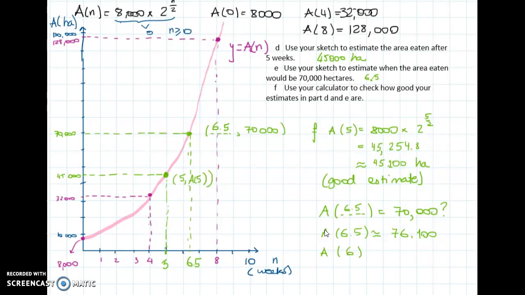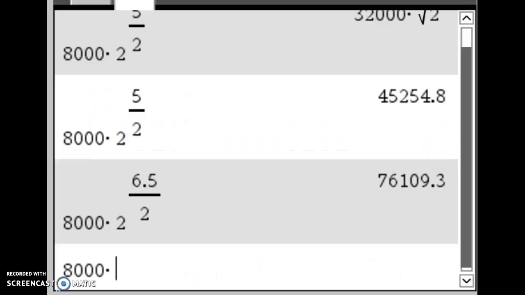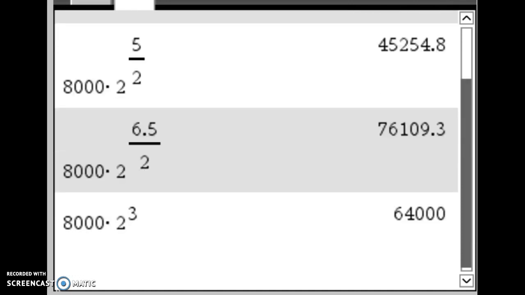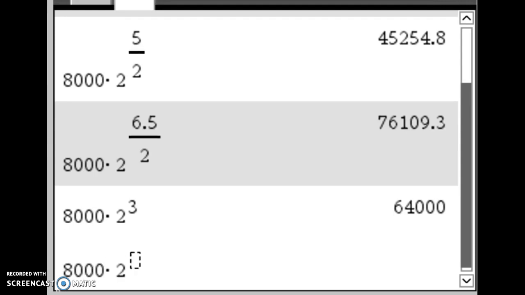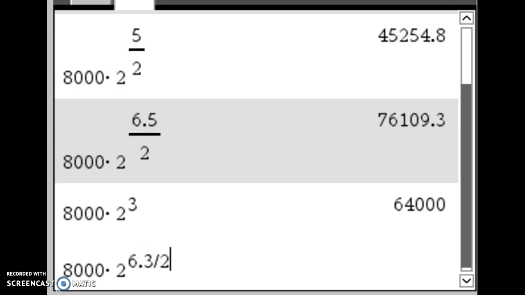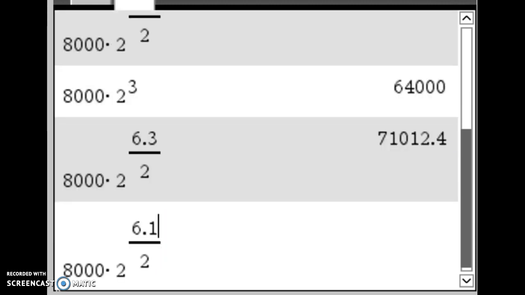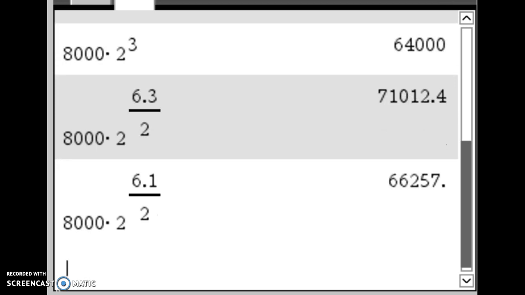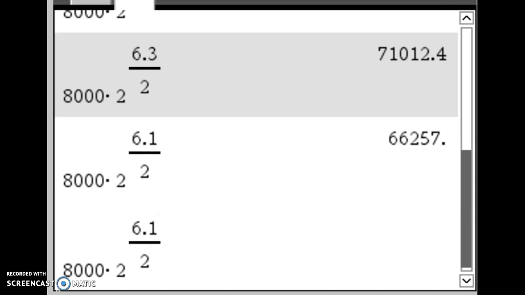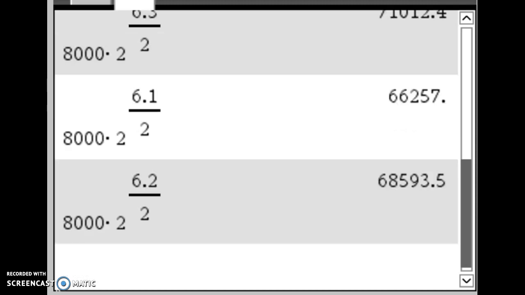So let's try with 6. Let's try to see what is a at 6. 8,000 times 2 to the power of, well, 6 divided by 2, so 2 to the power of 3, which means 64,000. So that's not enough. So the number has to be something in between 6 and 6.5. So let's try 8,000 times 2 to the power of 6.3 divided by 2. That's still a bit too much. So let me copy this and try instead 6.1. That's a bit too little. So 6.2. I think we are very close with that. Our approximation was good, but it will be better at 6.2.